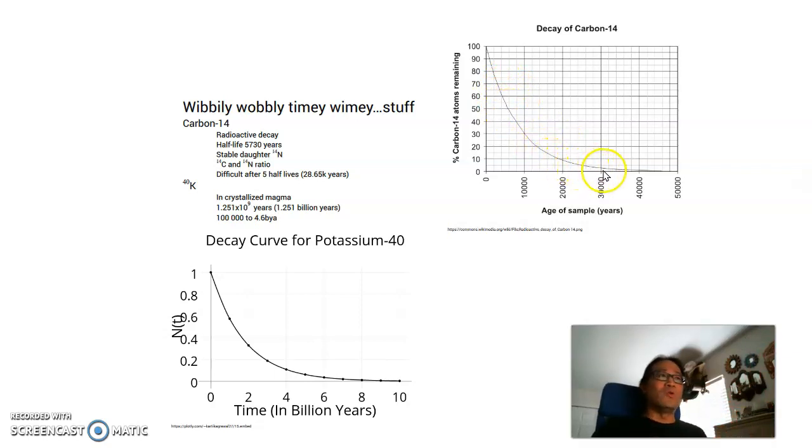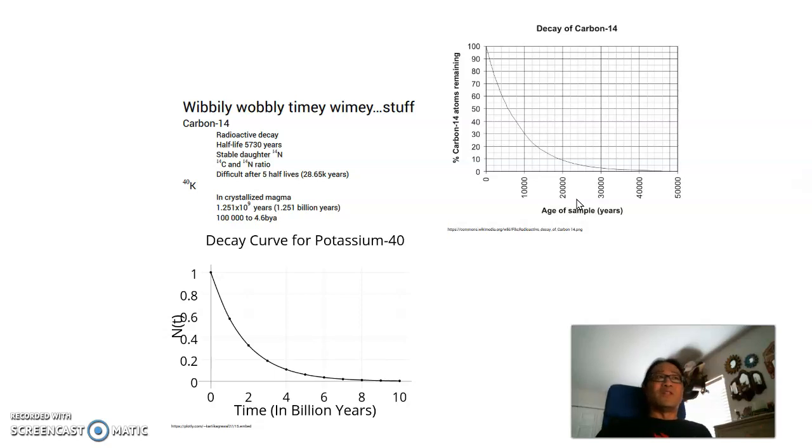But once you get to around 5 half-lives, which is 28,650 years, right about here, it gets really hard to determine the difference between the percentage composition of what you have, meaning that you're not sure if the change in percentages is due to actual change in the age of the material or if it's just through experimental error, testing error. So carbon-14 dating is usually only good to about 5 half-lives. After that, it gets difficult to support a difference in age.